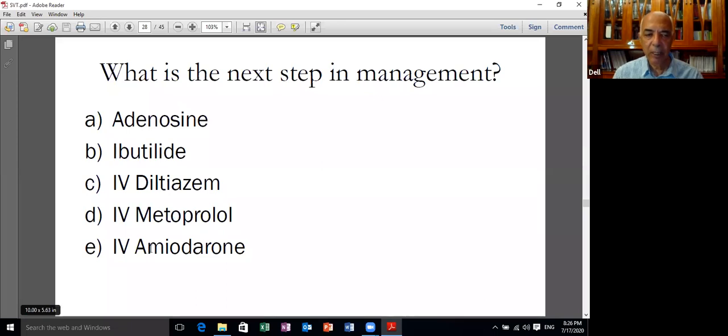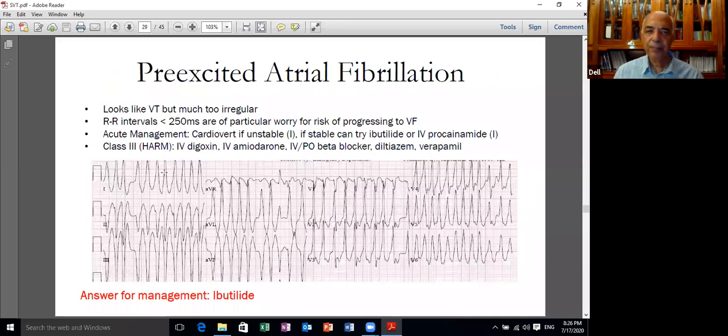Previously, we were treating these patients with amiodarone and we were getting into trouble because of that. The new guidelines are clear about that. The treatment of choice is ibutilide. Procainamide can be a substitute, but usually it's not available. So pre-excited atrial fibrillation looks like ventricular tachycardia, but it's too irregular.